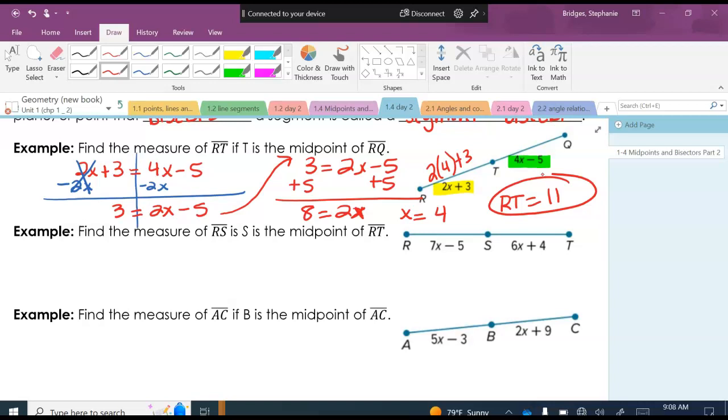Is everybody kind of okay with that? So after you got your X, you just went to the other thing and put it in there. All right, go ahead and try those next two. Find RS and find AC.